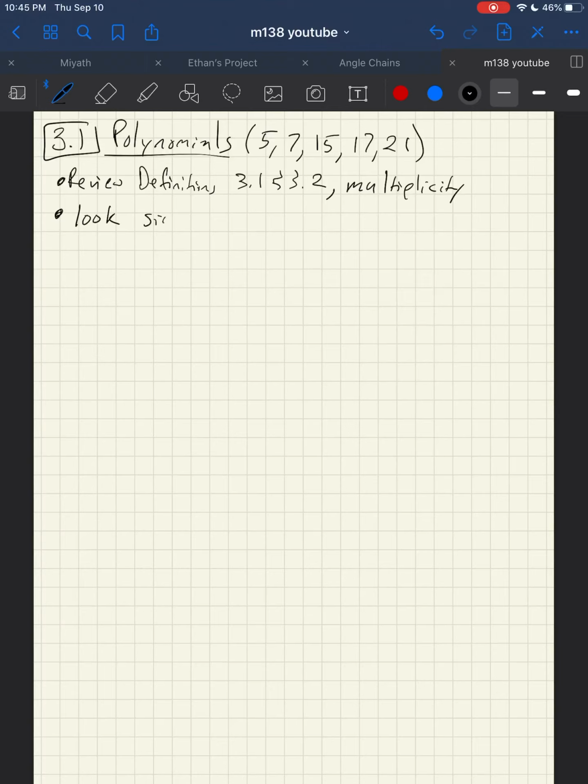I want you to look at the sign diagram on page 242. I think I have mentioned sign diagrams before, or sign charts. So this is going to be what I had mentioned before. And finally, work through examples 1 through 3.